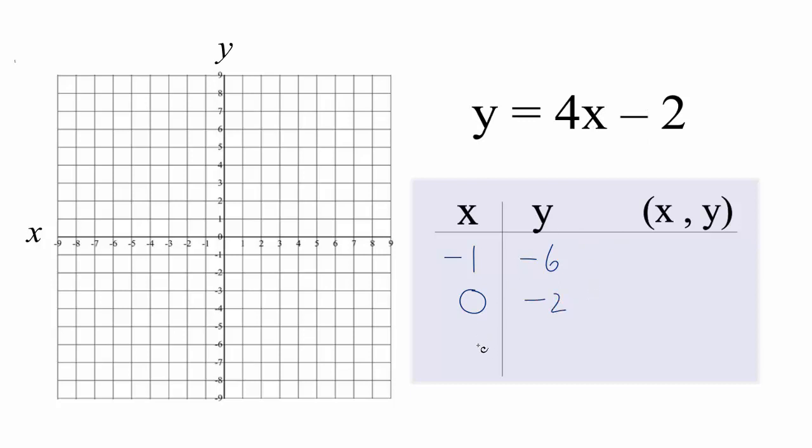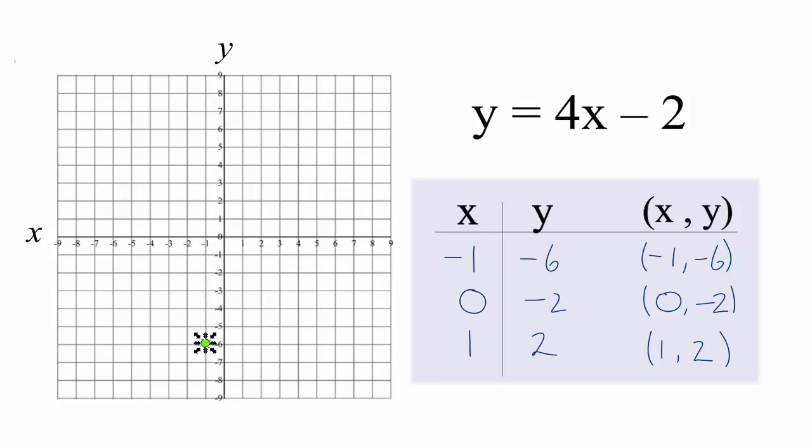And then how about 1? If x is 1, 4 times 1 is 4 minus 2, that gives us 2. So these are the points that we'll plot on our graph here to get the line y equals 4x minus 2. So let's start out with if x is -1, y is -6.